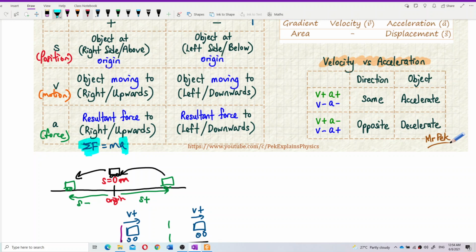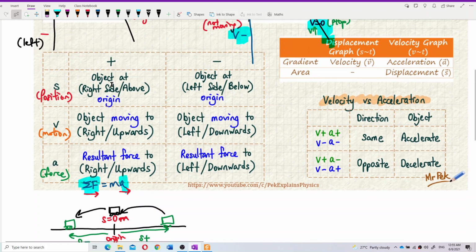If the resultant force is to the right, acceleration is also to the right. If the resultant force is to the left, acceleration is also to the left. So positive acceleration means the resultant force is actually to the right or upwards. If acceleration is negative, the resultant force is to the left or downwards. It follows the direction of the resultant force.